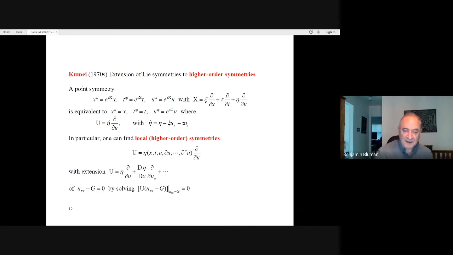Okay, so in particular, one can extend this. The infinitesimal generator for the point symmetry is, as you can see here, linear in the first derivatives. But one can extend this now to higher order symmetries. And I'm going to replace the eta in this expression; I'm going to call that whole thing eta now. And so now we can look for higher order symmetries where the generator depends on u, the first partials of u, up to the nth order partials of u. And here the extension, of course, is very easy to calculate because x and t transform into themselves. So this is obtained by solving u applied to uxx minus g, when u satisfies the PDE.